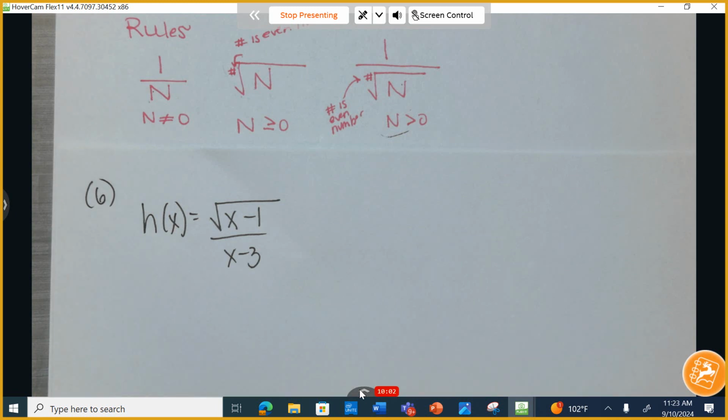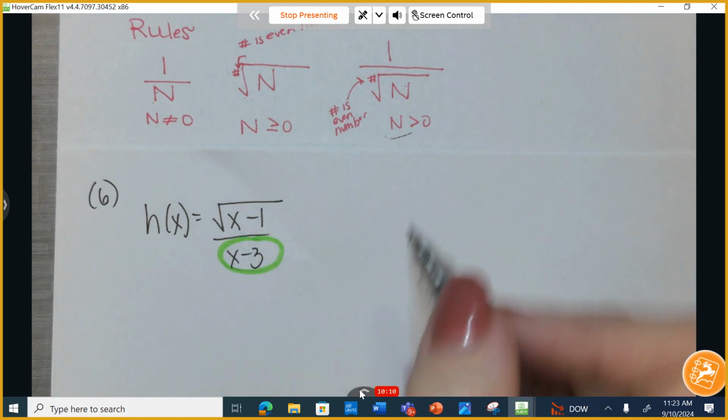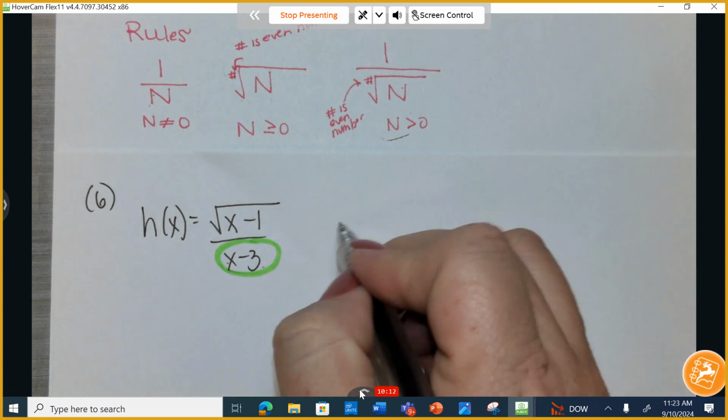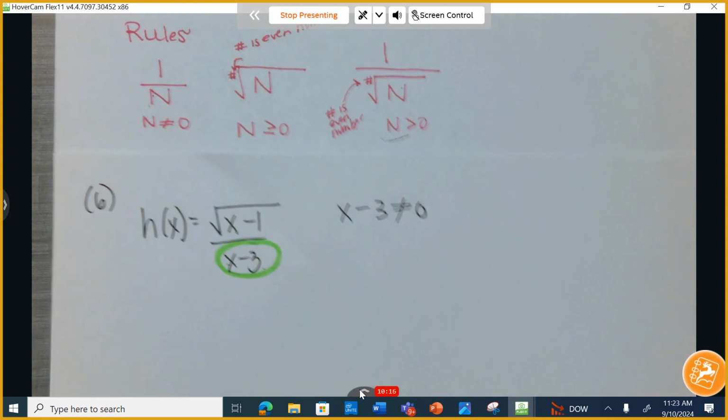Number 6. So we've got a couple of rules to worry about here. The first one is I see a variable in the denominator. So I know that right now the denominator can't equal 0. Because we have a variable down here, I'm going to say that x minus 3 cannot equal 0, following the first rule.